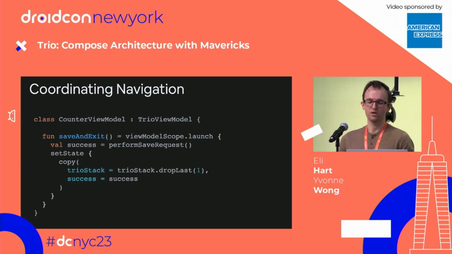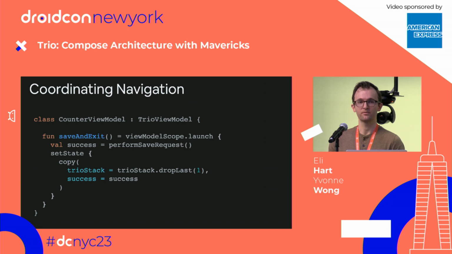For example, the viewModel can handle a save and exit call from the UI by launching a coroutine with a suspending network request. Once the request completes, we can pop the screen by updating the trio stack in state. We can also atomically modify other values in the state at the same time, perhaps based on the result of the network request. This easily guarantees that navigation and other state stay in sync.